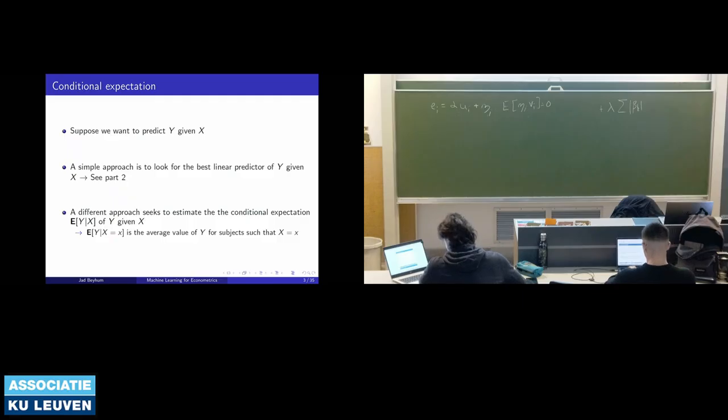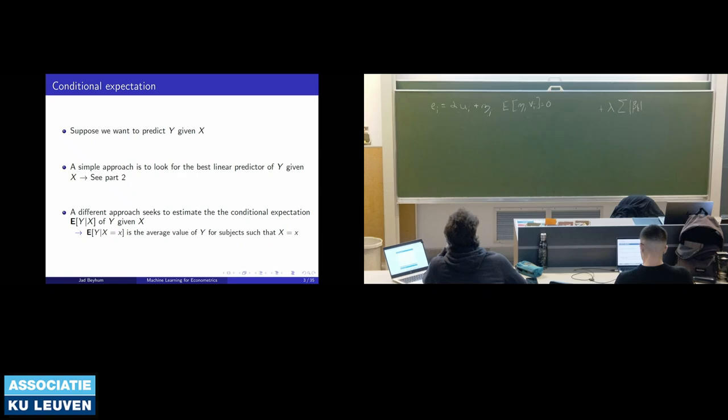Now, what you can show is that in theory the best possible predictor is what we call the conditional expectation. So the best prediction here would be, and that's a theoretical object, the average value of y for subjects such that x equals x.